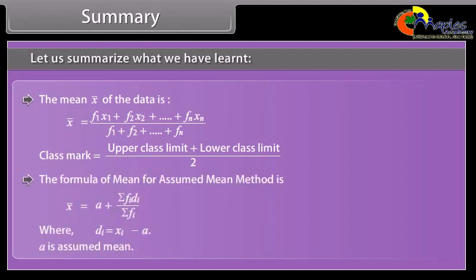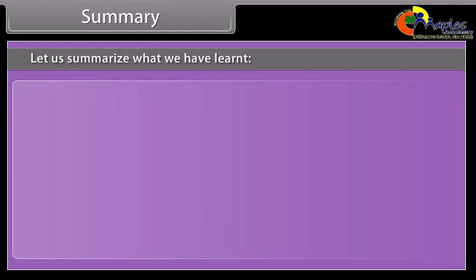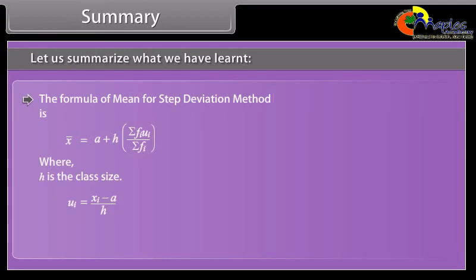The formula of mean for assumed mean method is assumed mean plus summation of the product of fi and di divided by summation of fi, where di is equal to xi minus a. a is the assumed mean. The formula of mean for step deviation method is assumed mean plus h multiplied by summation of the product of fi and ui divided by summation of fi, where h is the class size and ui equals xi minus a divided by h.